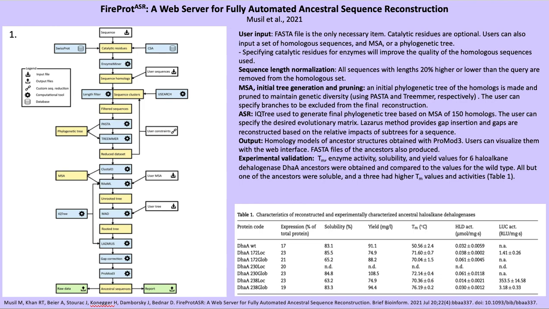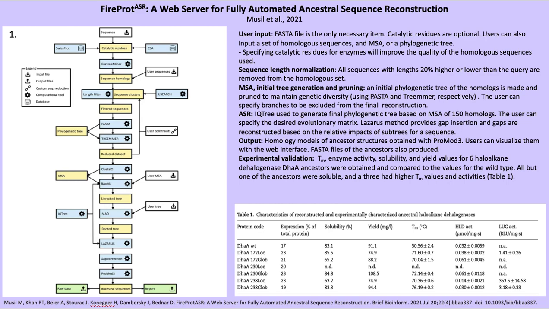The only necessary input is the FASTA file the user wants to generate ancestors from. The web server will use this sequence to check for any catalytic residues using SwissProt, and it will then conduct a BLAST search for homologous structures, but it will filter out any structure from the BLAST search that lacks the catalytic residues, in the case that the protein is an enzyme. So better quality homologs are obtained in this way.